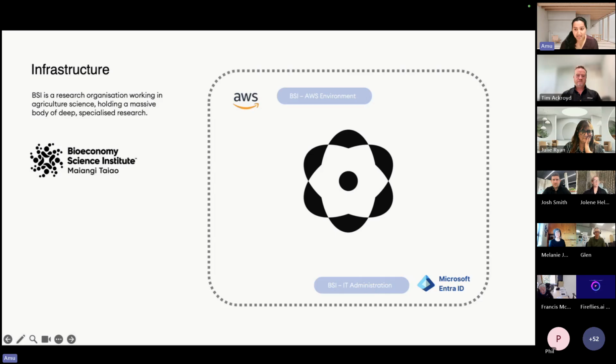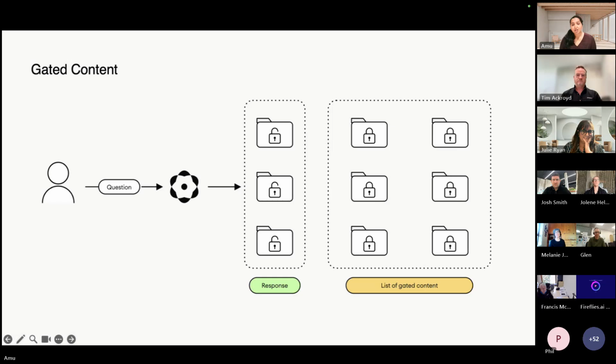And that sensitivity led to a development called gated content. So when scientists ask Caitlyn a question, Caitlyn answers using only the materials that the person is actually allowed to see. But Caitlyn also does a wider search across the whole knowledge base for relevant information, including materials that the user does not have access to. While not showing any of the content to the user, Caitlyn lists the resources underneath the response. The user may be able to gain access to it by contacting the BSI admin team.